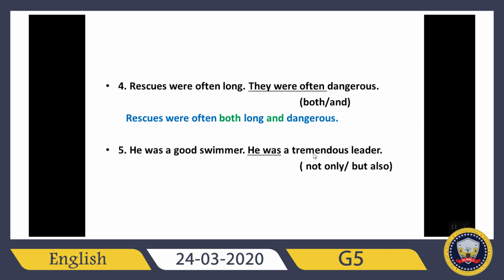Here he was a good swimmer. He was a tremendous leader. Use not only but also. Here the same. The subjects are same. Objects are different. So we must omit all the words between them, but put not only before the first object but also before the second object, and that's it. So he was not only a good swimmer but also a tremendous leader. Thank you very much.